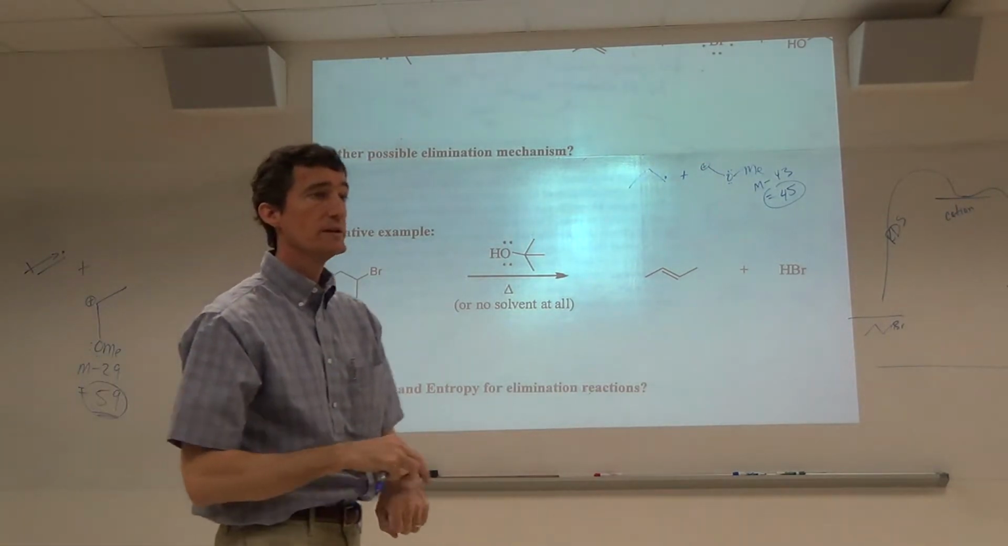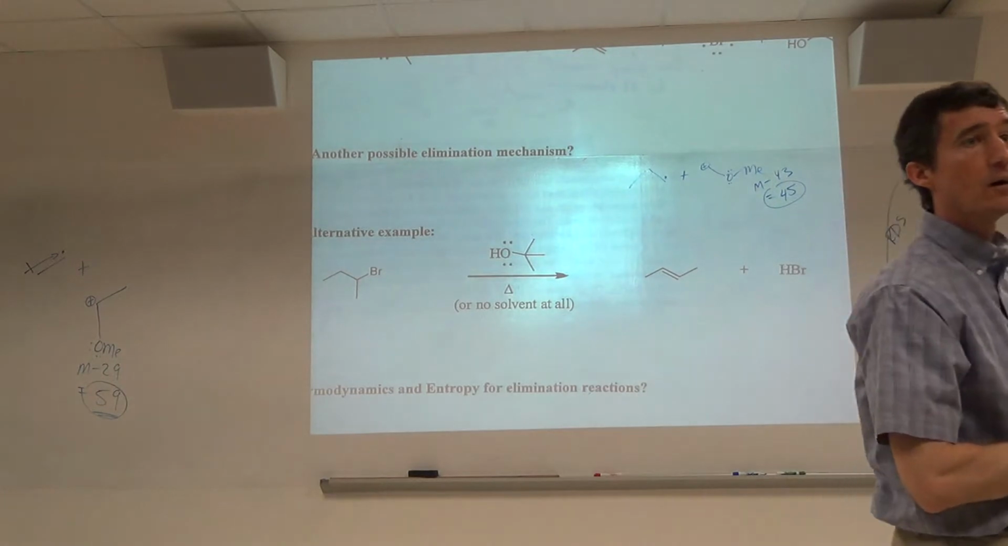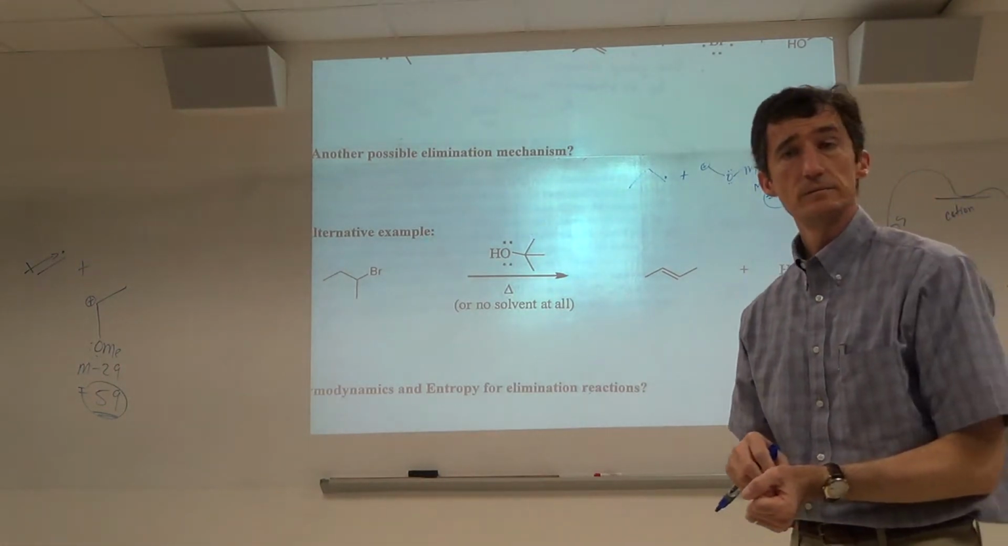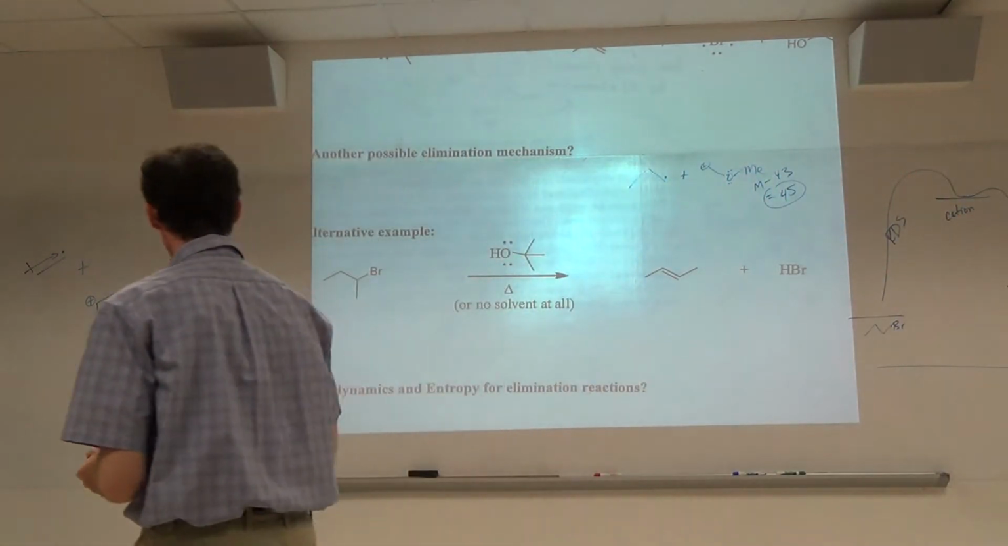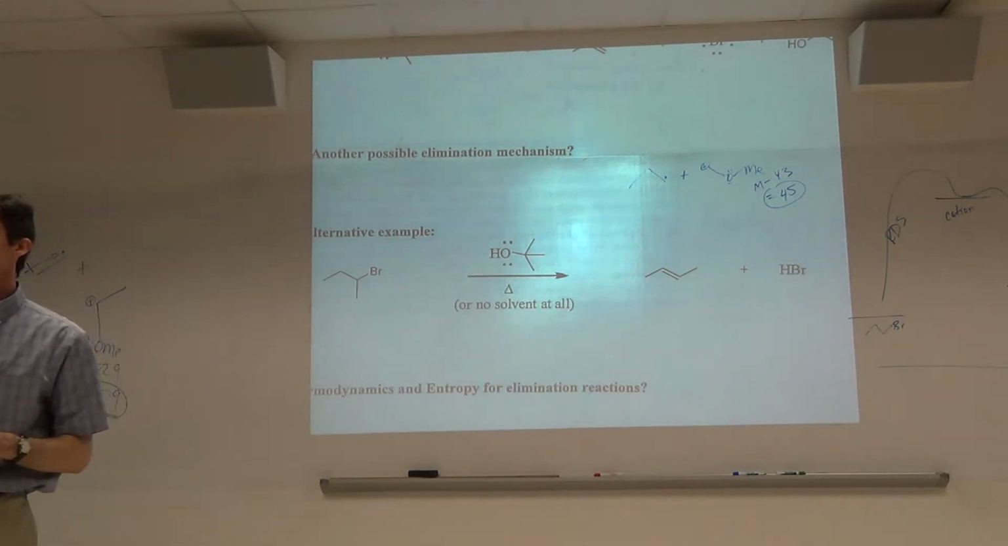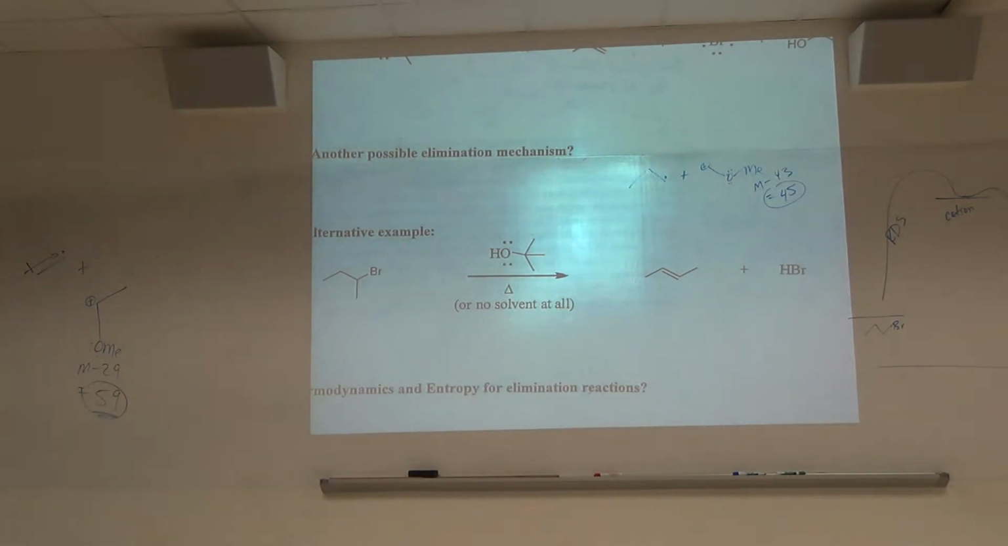I hear both. Who said E2? Why E2, Tom? Because we have a good leaving group. All mechanisms we're doing right now require a good leaving group. If you don't have a good leaving group, you ain't going to have it. Aaron? Because you're adding in heat. When you add heat, isn't it supposed to be E2? No. Why does that make it E2?